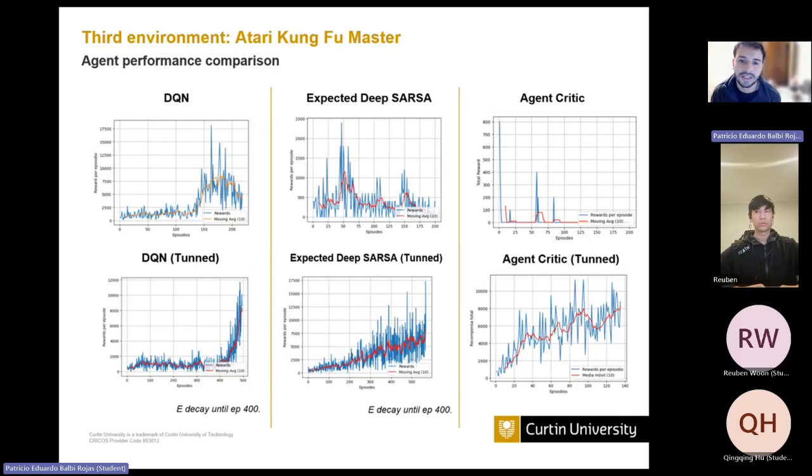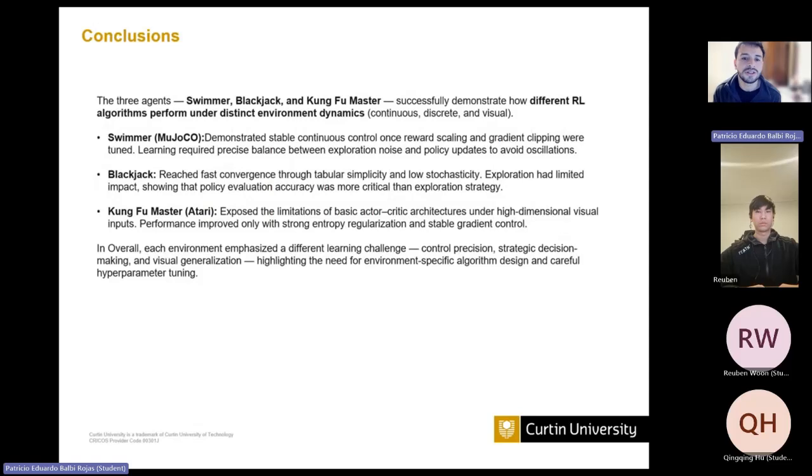And in the last case, the actor critic wasn't learning much from the environment until we tuned it with the TD and it started to learn. The difference is that this one learns much quicker than the DQN and the Deep SARSA agents. So in conclusion, there are 3 different environments, and each one had different challenges. For instance, the swimmer demonstrated stable continuous control once reward scaling and gradient clipping were tuned. The learning required a precise balance between exploration noise and policy updates to avoid oscillations.